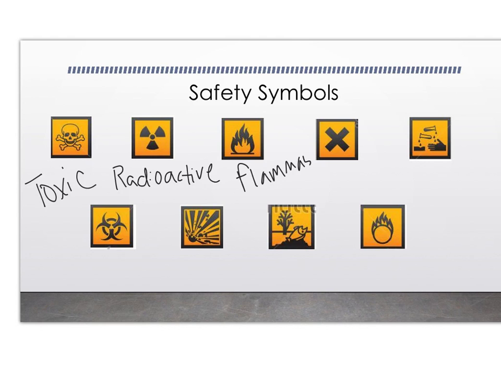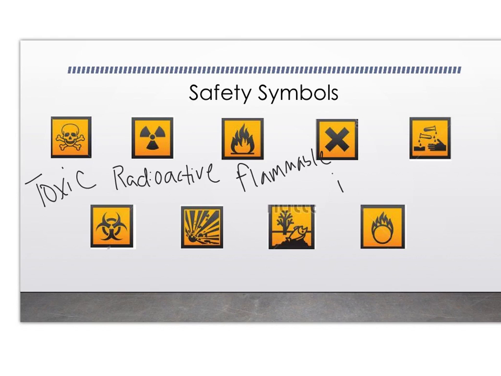The next symbol has a flame. This is a flammable symbol. That means it can easily catch on fire, so you do not want to have anything flammable near an open fire, an electrical socket, a hot plate, or anything that can cause heat or flame, because it will catch on fire, and that is very, very dangerous.